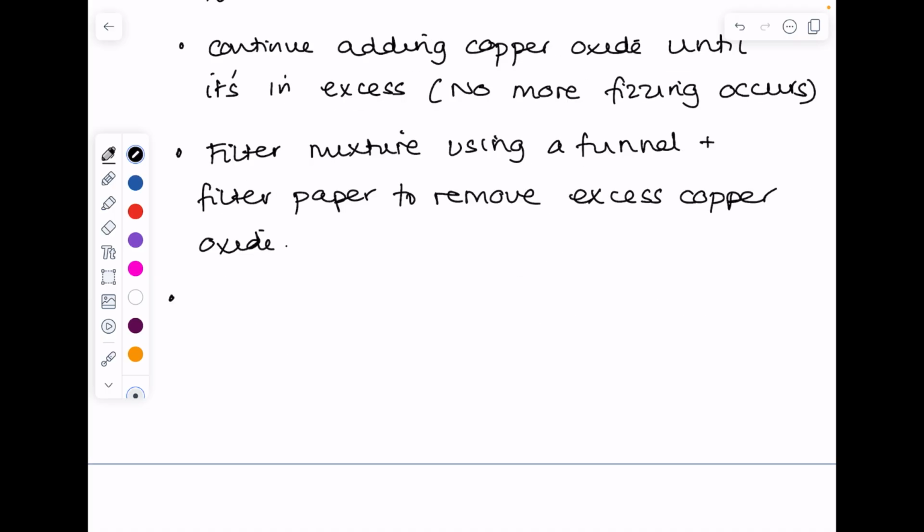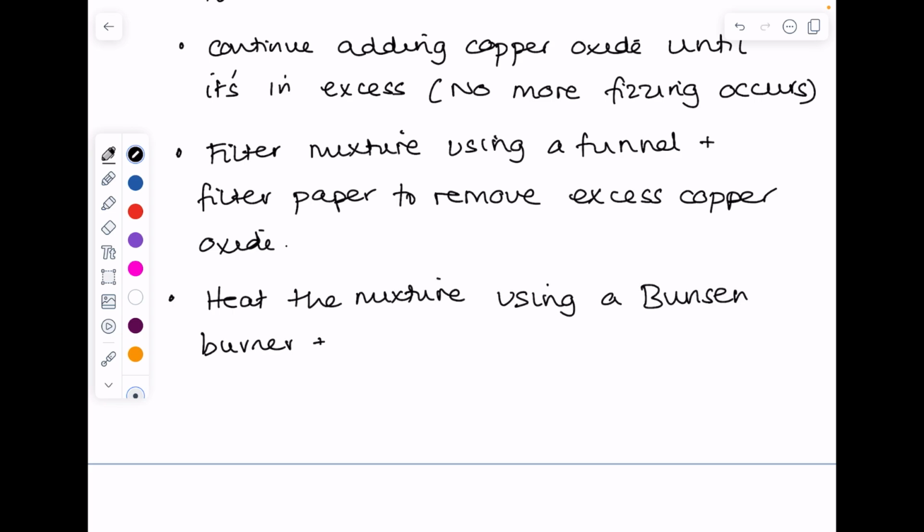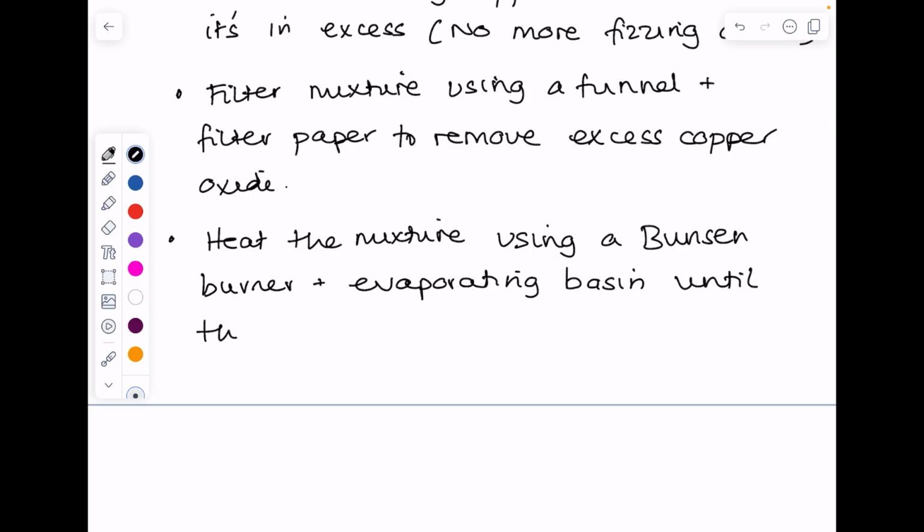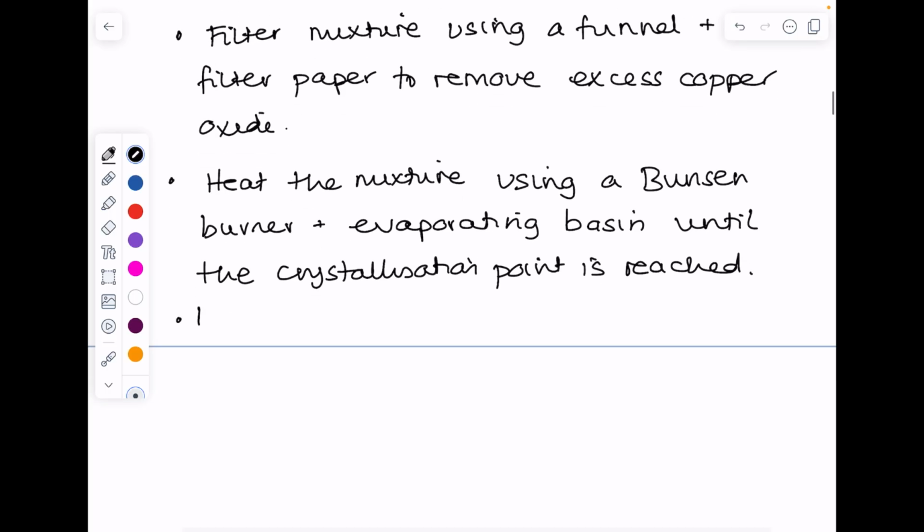Now our next step is to evaporate some of the water, so we're going to heat the mixture using a Bunsen burner and evaporating basin until the crystallization point has been reached. And then our last step is to allow our salts to dry. So leave to dry, and do specify how you're doing this, on filter paper.